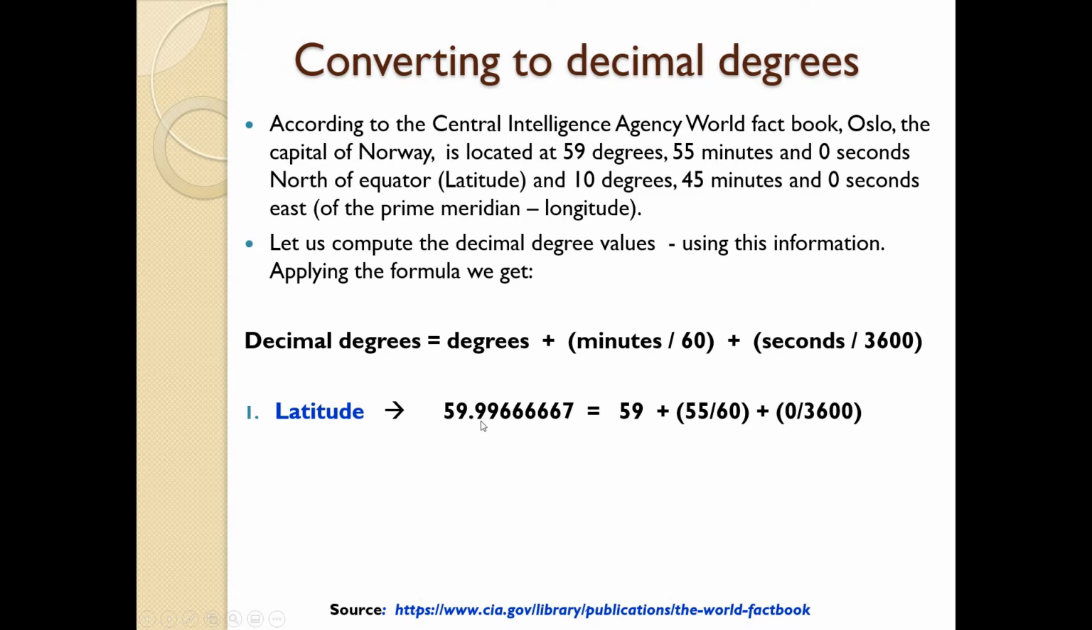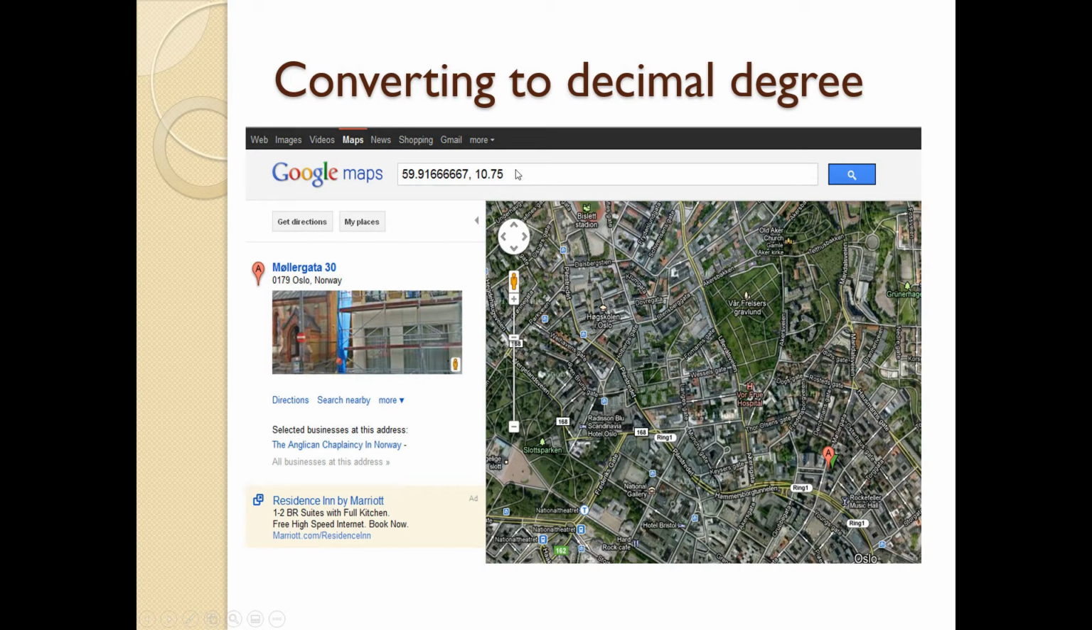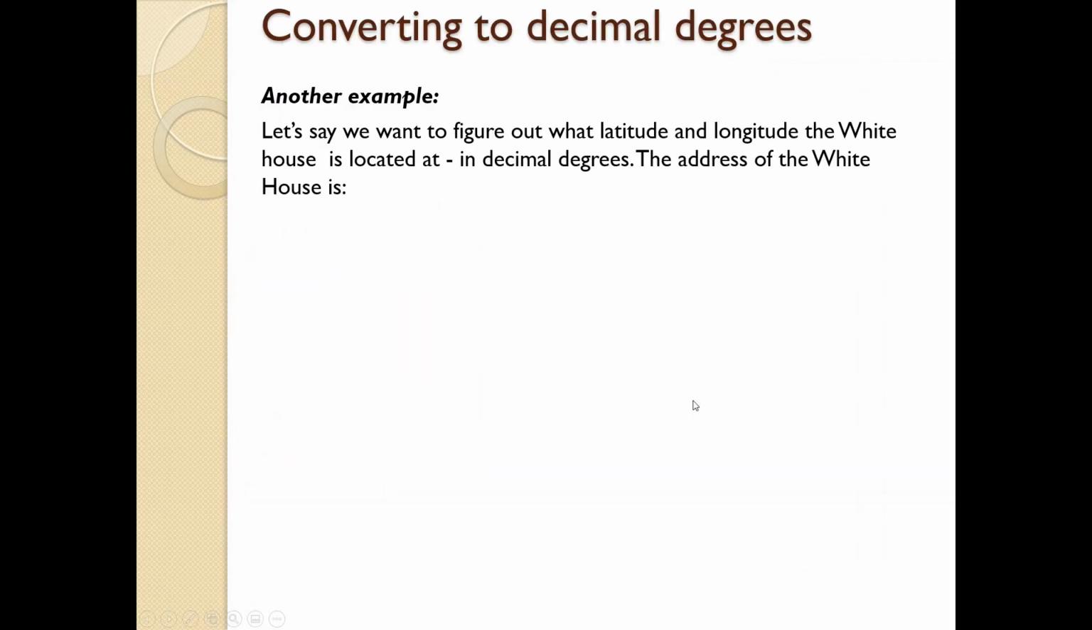So you're getting 59.99666667. Now, for longitude, we do the same thing. We have 10 degrees, as you can see up here, 45 minutes and 0 seconds east. So 45 over 60, 0 over 3600. So when you compute that and take those numbers and put them into Google Maps, then you end up right here at this address in Oslo, Norway. So that's how you can convert from degrees, minutes and seconds into decimal numbers.